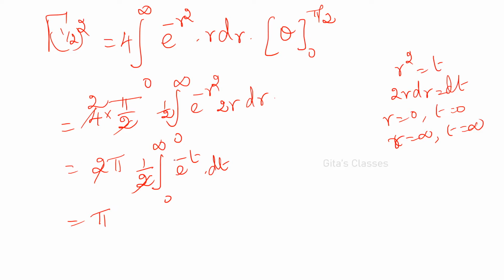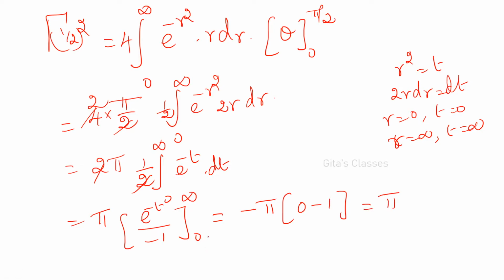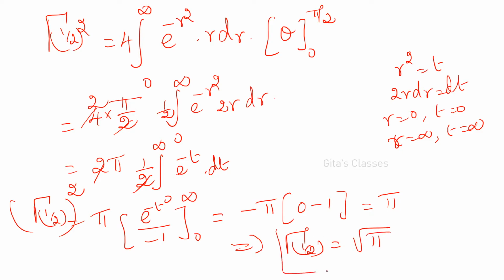So pi into integral 0 to infinity, you can integrate this. So e power minus t by minus 1 from 0 to infinity. So minus pi into 0 minus 1, which will become plus pi. Therefore, in the left hand side what you have? Gamma of 1 by 2 the whole square, right? So this implies gamma of 1 by 2 is equal to root pi. This is very, very important derivation. You can be asked to prove that gamma of 1 by 2, or find the value of gamma of 1 by 2. That can also be asked. Okay. So this is one method.